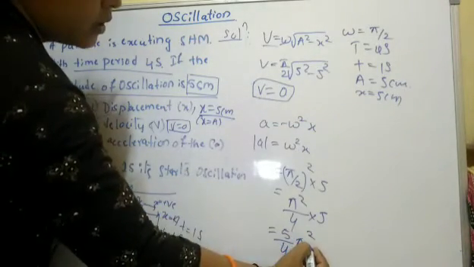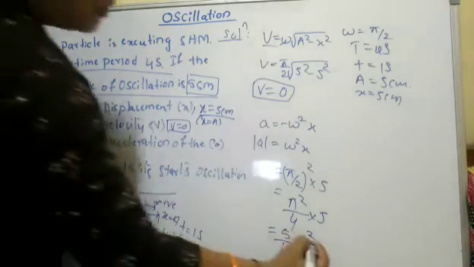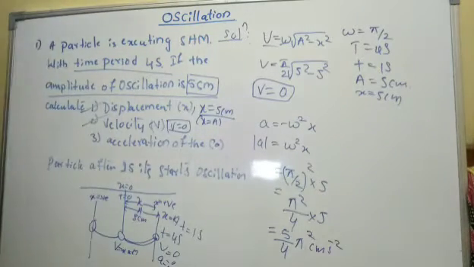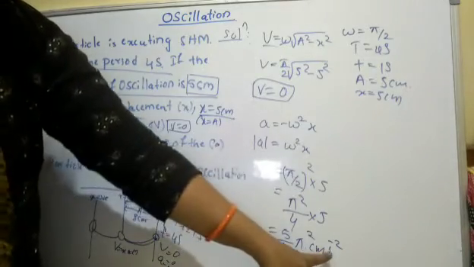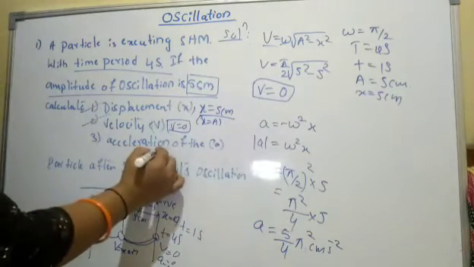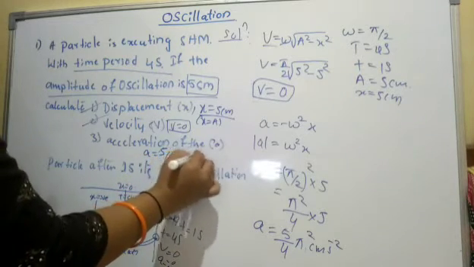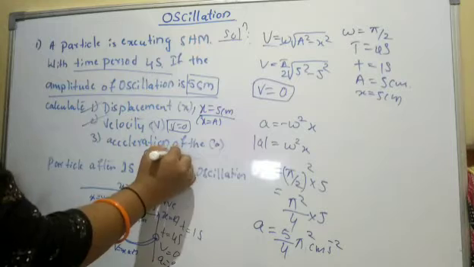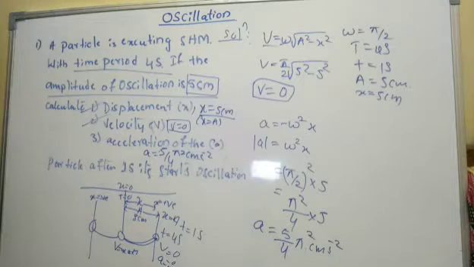Acceleration means it is 5 by 4 pi square centimeter per second square, because amplitude is in centimeter, displacement is also in centimeter, then acceleration is centimeter per second square. So we got acceleration as 5 by 4 pi square centimeter per second square. So this is the expected answer.